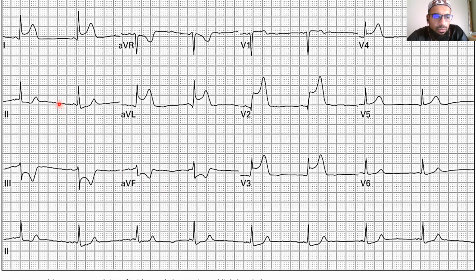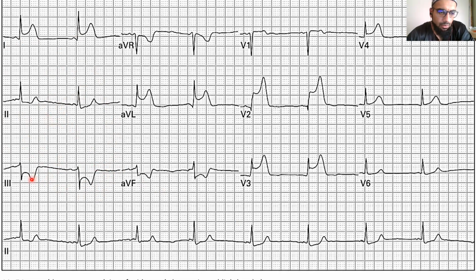So we've got leads 2, 3, and AVF that make up the inferior portion of the heart. Those three leads, basically, lead 2 sits there, lead 3 sits there, and lead AVF, sorry, I'm going to just bring it down. Lead 2 there, sorry, lead AVF there, and lead 3 there. So those three are essentially looking at the heart from the bottom end, right?